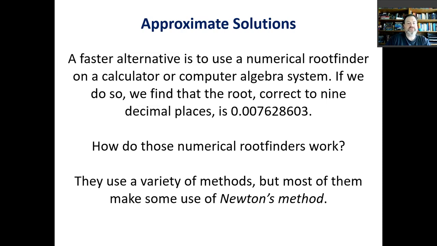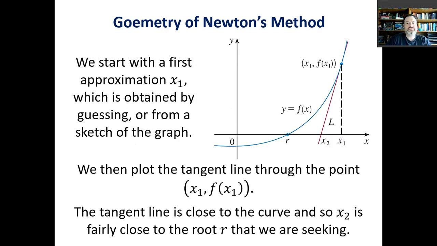So how do these numerical root finders work? Well, there's lots of ways, but it turns out that this Newton's method that we're going to see, that's about 350 years old, is actually the most commonly used by calculators. The way this works is you have a first approximation obtained by guessing or from a sketch of the graph. For these problems, you're not allowed to estimate too closely. Just keep it within 0.01 or 0.05. There's no way you're going to be able to guess to 5 decimal places.